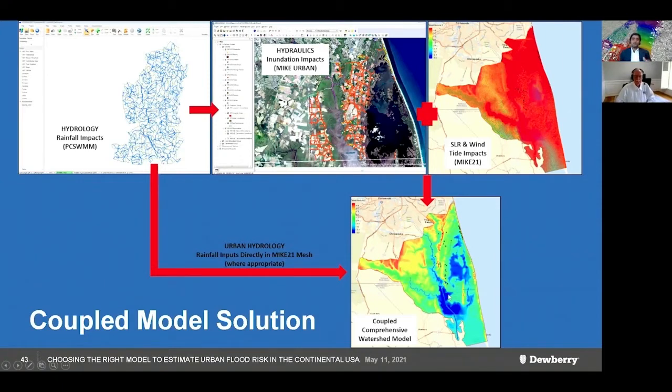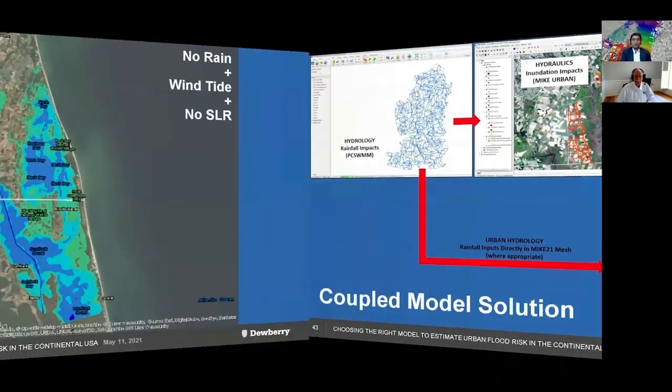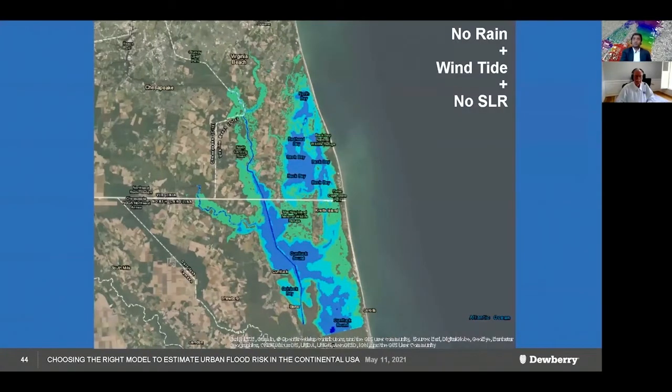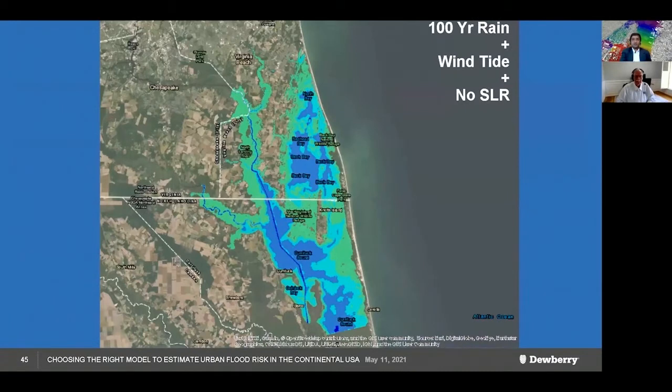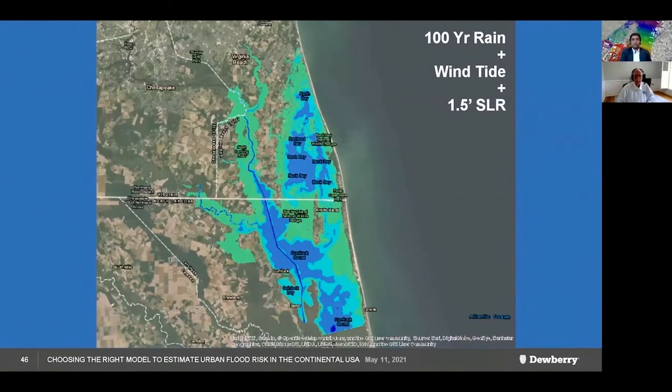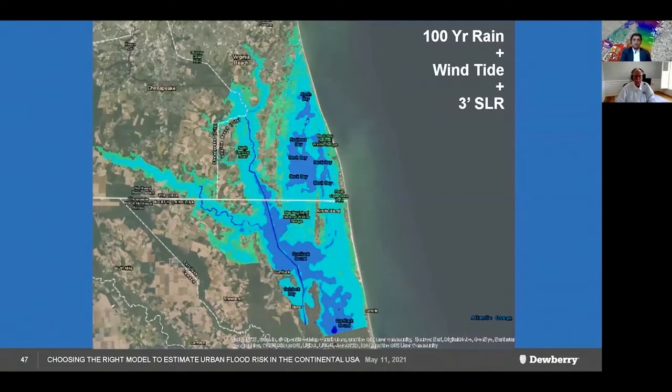So we were able to develop a coupled comprehensive watershed model because of the physical coupling between these pieces that talk to each other, resulting in a comprehensive flood risk picture. This is no rain plus wind tide and no sea level rise, 100-year rain plus wind tide plus no sea level rise, and that scenario with 1.5 feet and 3 feet sea level rise.